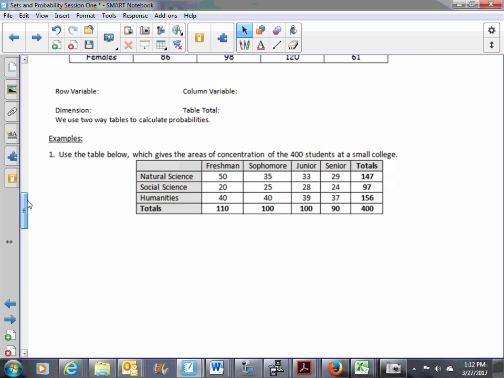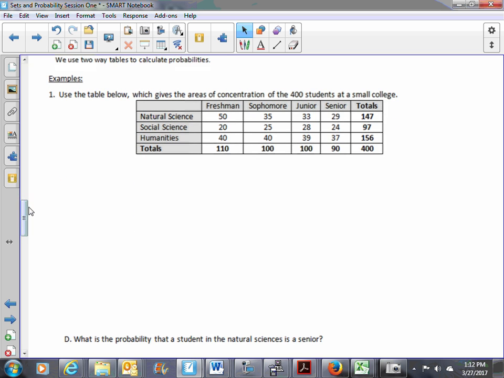Let's go down to the first example here. Use the table below, which gives area of concentration of 400 students at a small college. On the rows we've got students that are natural science majors, social science majors, humanities majors, and the totals, and then we have freshmen, sophomores, juniors, and seniors in the columns.